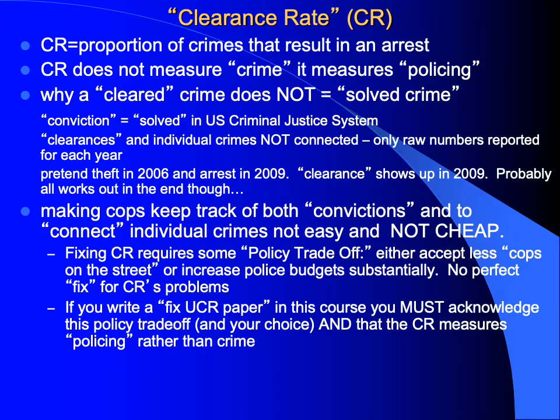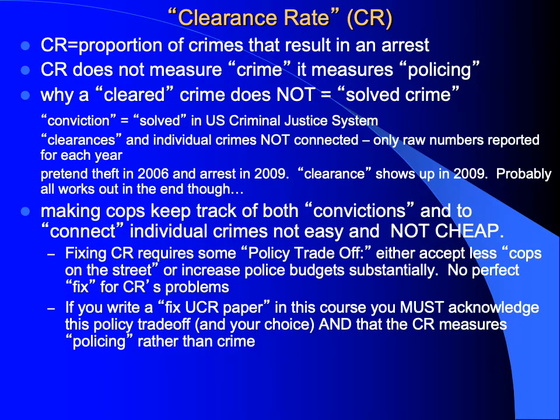Now, there's no way to know which individual car theft for a year actually resulted in an arrest. So let's pretend your car was stolen in 2006, but they never arrested someone for your car theft until 2009. The cleared car theft would show up in the 2009 reporting year, not in 2006.